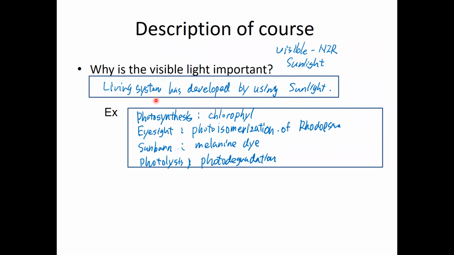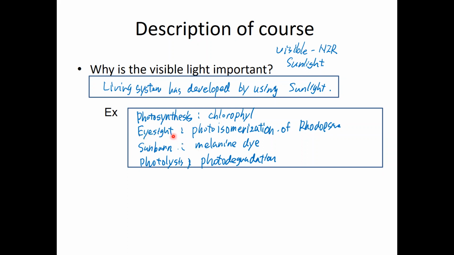Let me show some key examples of photochemical reactions. One is obviously photosynthesis in plants. The leaves have a green color, which is made of molecules called chlorophyll. Chlorophyll can absorb many different wavelength regions of sunlight and induce the photosynthetic reaction.